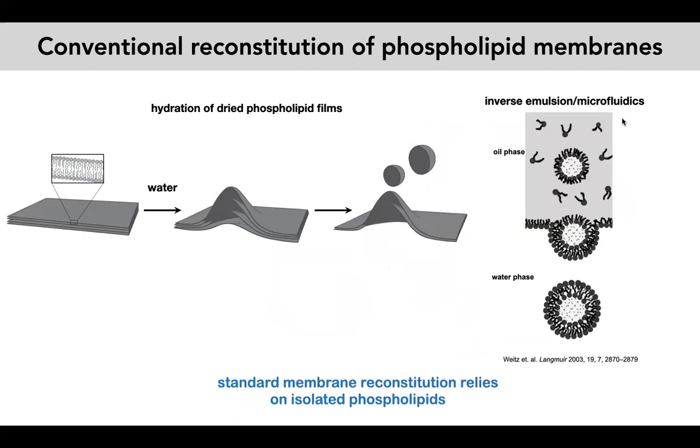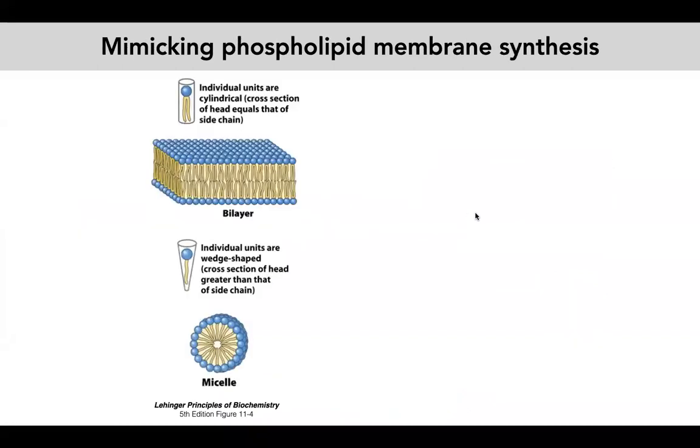There are more sophisticated techniques that use microfluidics or inverse emulsions to form your vesicles. But in both these cases, you're always using preformed phospholipids or lipids. And in biology, of course, cells are making these lipids synthetically and coupling that synthesis with the self-assembly.